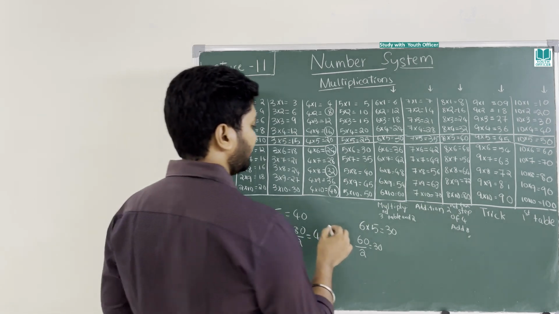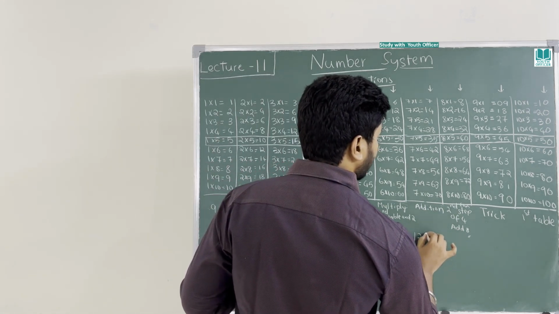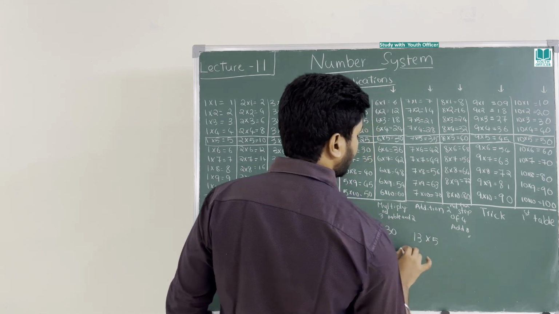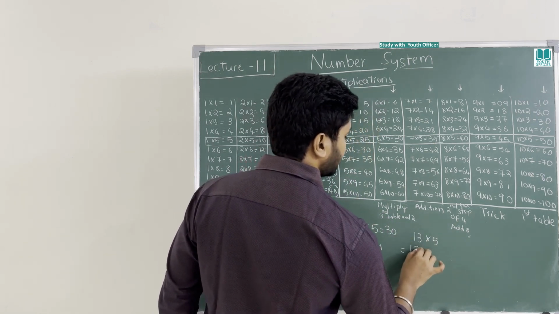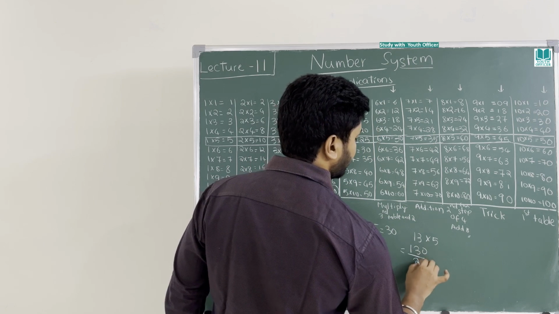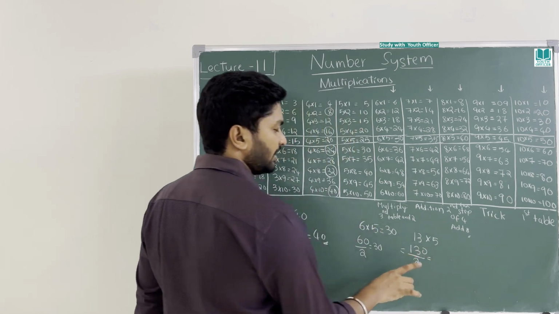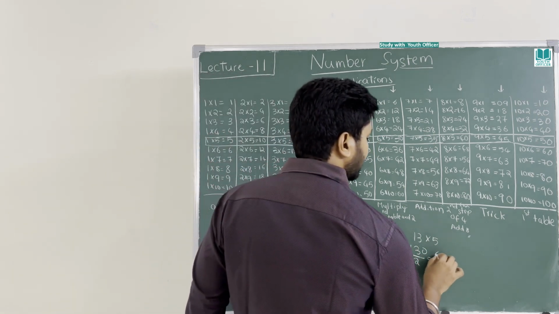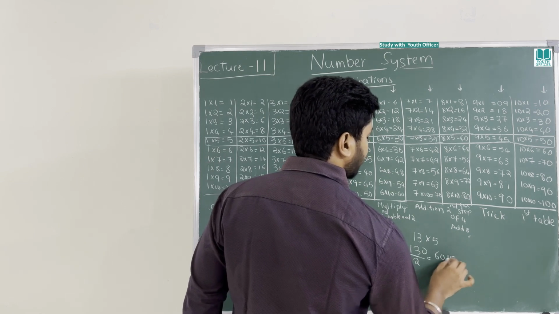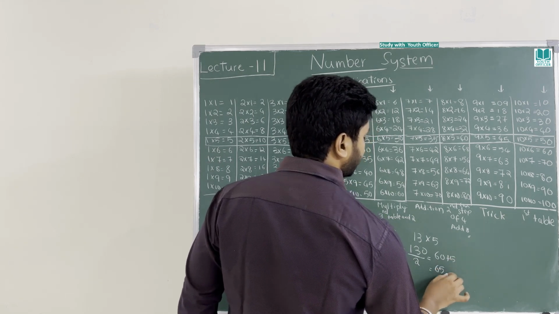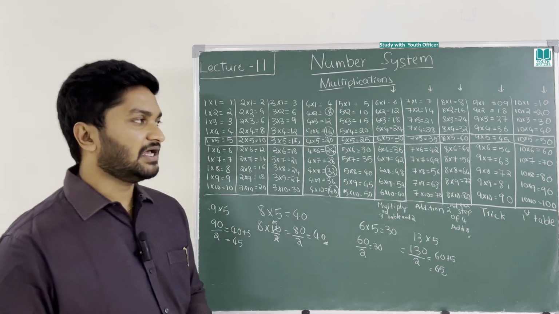Anything like this, even if you want to calculate 13 into 5, how do you calculate? This is 130, 10 times, in this you have to take half. In this you take 120, 120 half is 60, one more 10 is there, 10 half is 5, 65. This is how you calculate fifth.